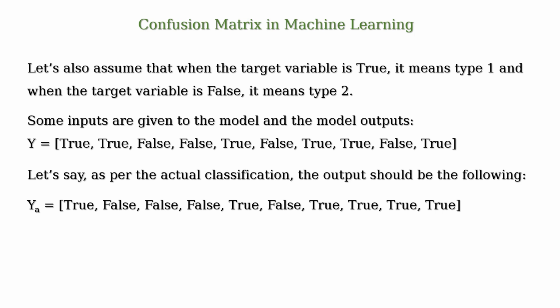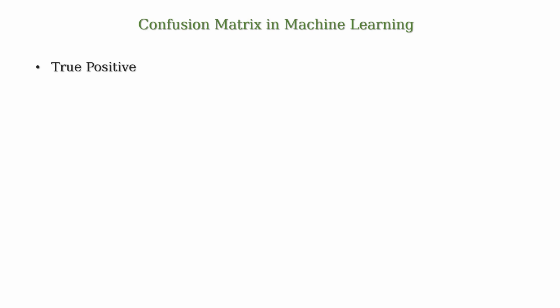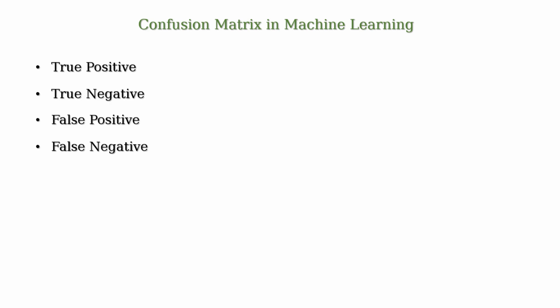So, how well did the model perform? To know that, we need to measure the performance of the model. Using a confusion matrix, we can measure the performance of a machine learning model that solves a classification problem. Before we understand the confusion matrix, we need to understand a couple of terms. They are true positive, true negative, false positive, and false negative. What are they? Let's try to understand that first.